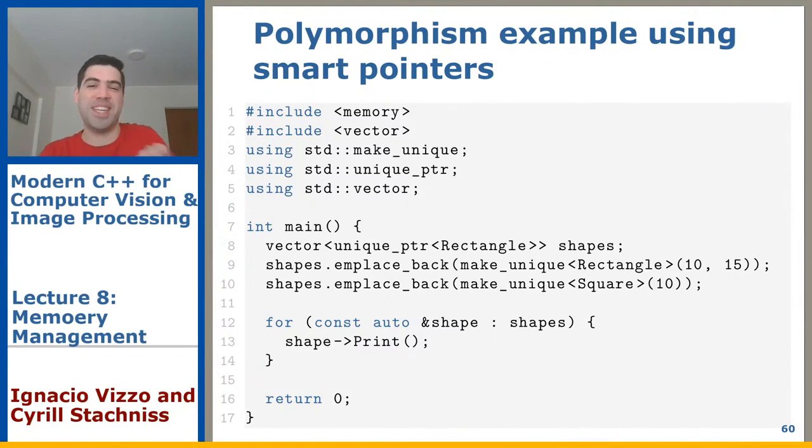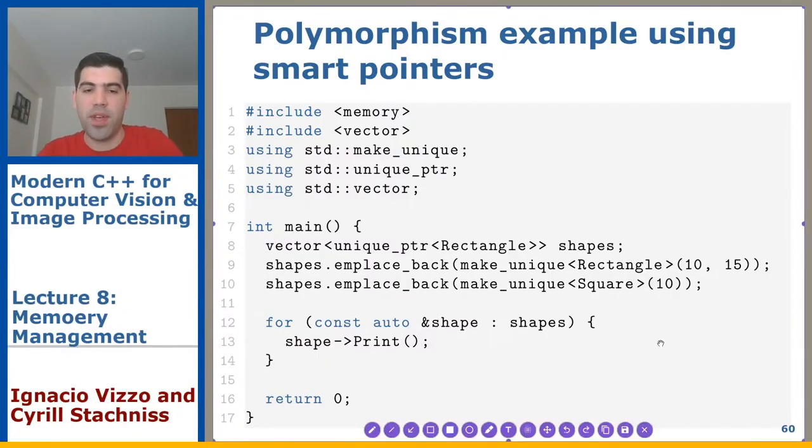I'm sorry, I'm tired. And then the last example is one that we actually saw in lecture 7 or 6. You can create a vector of unique pointers to shapes, and remember, this is the example of the abstract shapes. Then you just emplace back the rectangle and the square, and you call make unique with the parameters of the constructor. And then you can do polymorphic stuff like printing, shape print with the arrow operator.